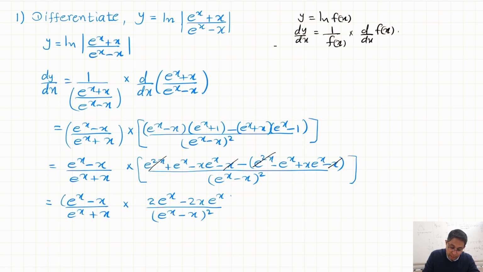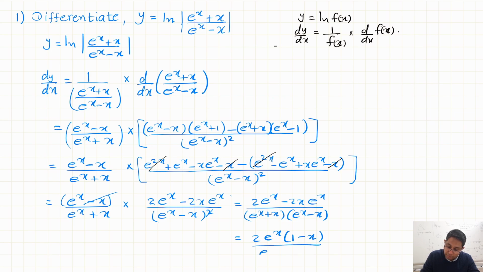You can divide numerator and denominator by (e^x - x). That's equal to 2e^x - 2x e^x over (e^x + x)(e^x - x). You can factorize numerator and denominator. You have a difference of squares. Therefore, we can write this as 2e^x(1 - x) over e^(2x) - x^2.